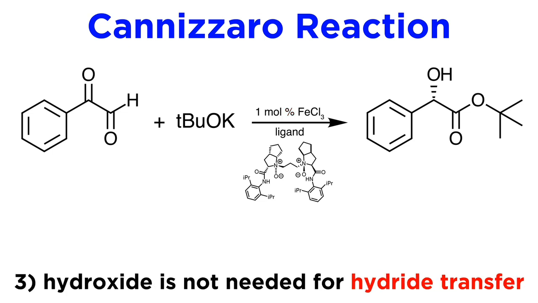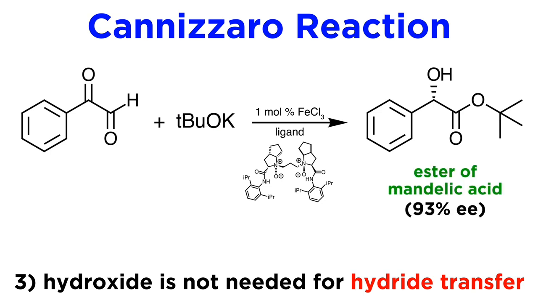Third, the hydroxide ion is not needed to trigger the hydrogen transfer. Any strong nucleophilic base will do. In this case, potassium tert-butoxide is used, which is even slightly more basic than hydroxide. Attack of this base onto the aldehyde will ultimately lead to an ester of mandelic acid. Obviously, all sorts of new substituted mandelic acids can be made by this methodology as well.